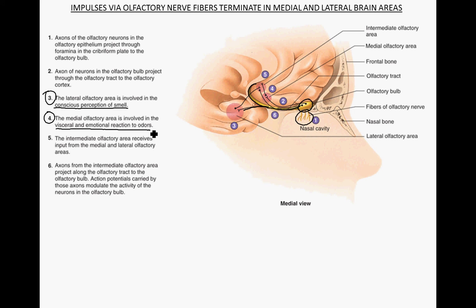So the fibers that run medially are going to be associated with emotion, and are very close to the amygdala area and the hippocampus. And then the ones that are more lateral are more the conscious perception of smell. So those pathways are very short and very, very quick acting.